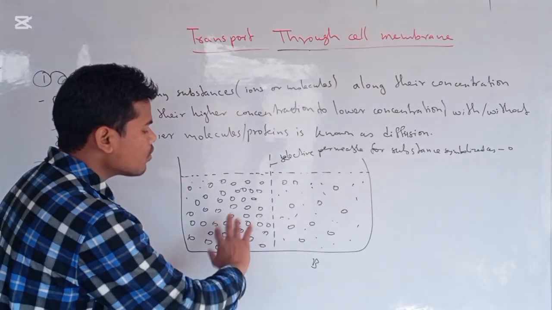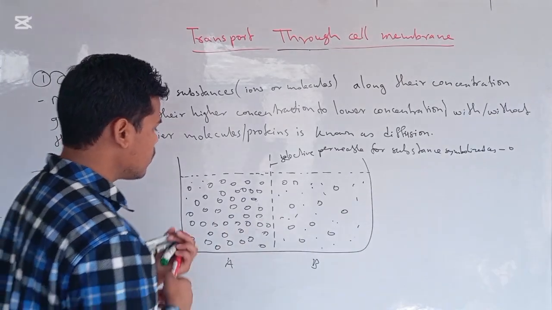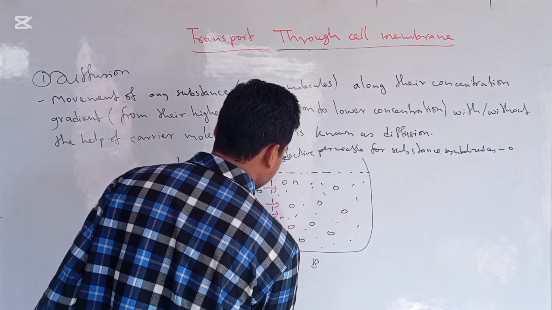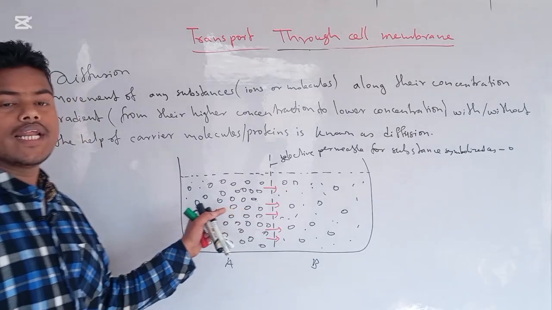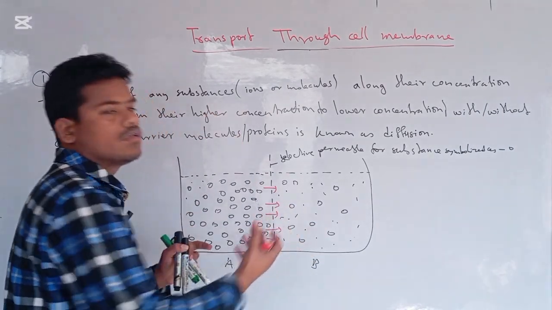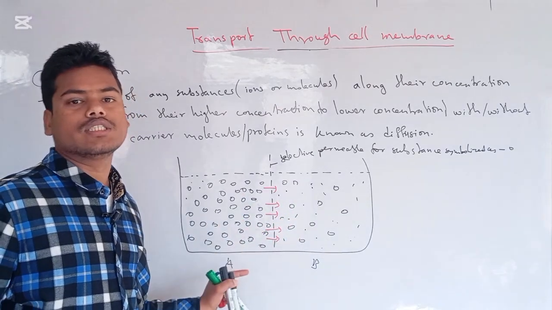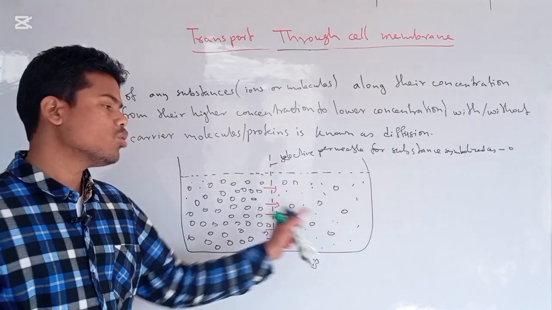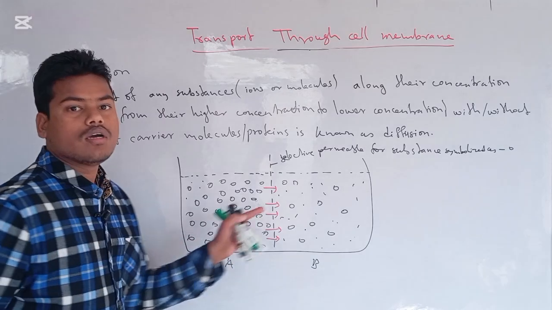So diffusion will occur from where to where? From A to B. This will be the direction of the diffusion, and this diffusion will occur till equilibrium is reached, that is, the concentration is equal in both compartments. Till then this diffusion will occur.